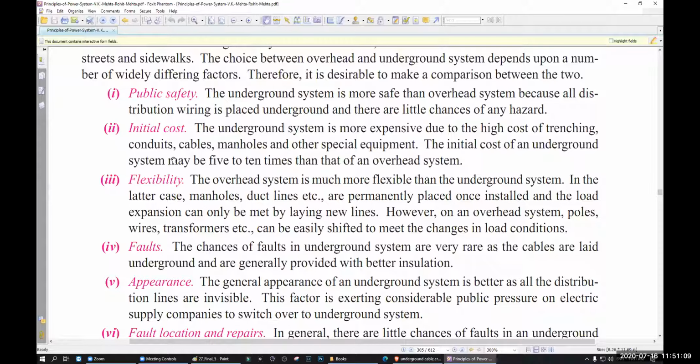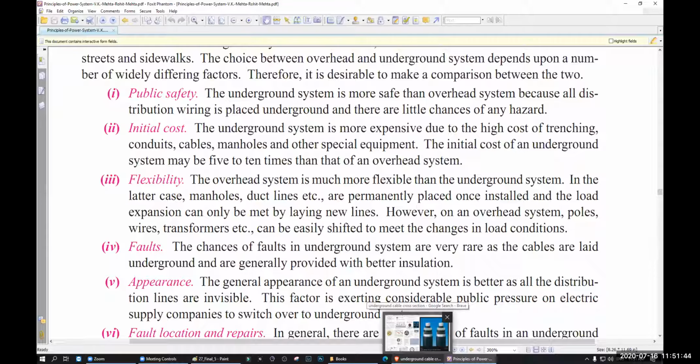Conduits. Conduits means you have to make a cover. Then cables, manholes, and other special equipment. The initial cost of an underground system may be 5 to 10 times that of the overhead system. Got my point? So why should people choose underground?